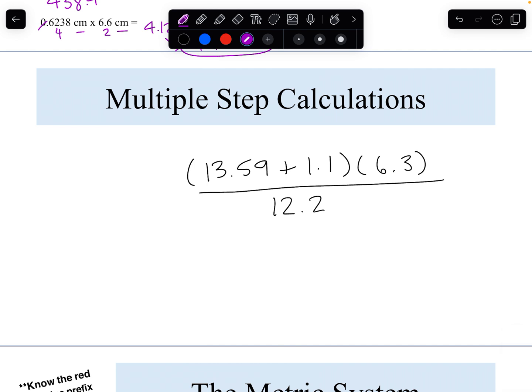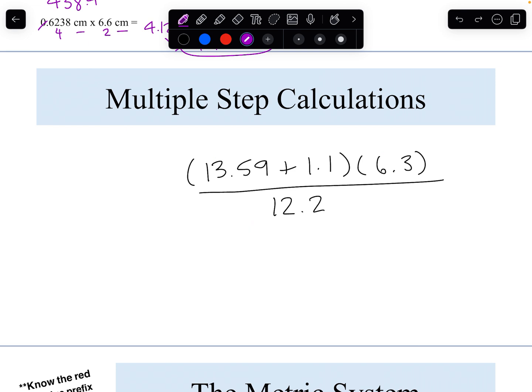All right, last step here is multiple step. What if you have addition and subtraction, multiplication and division all in the same problem? You take it step by step, okay? So when I see this problem, I'm going to solve this step first. I'm going to then multiply here, and then I'm going to divide. So I went ahead and separated those into those 3 steps.